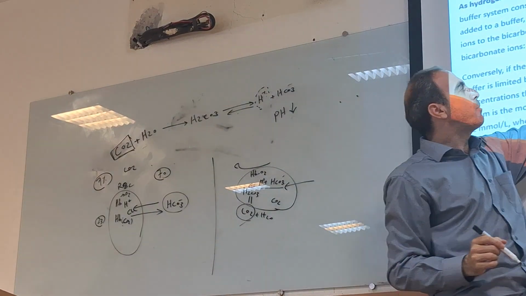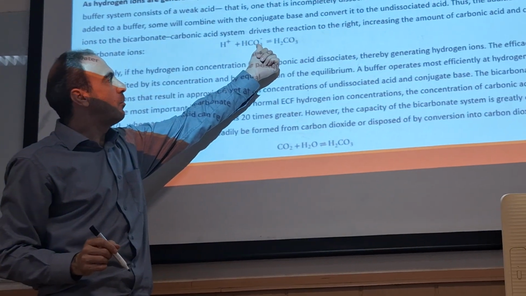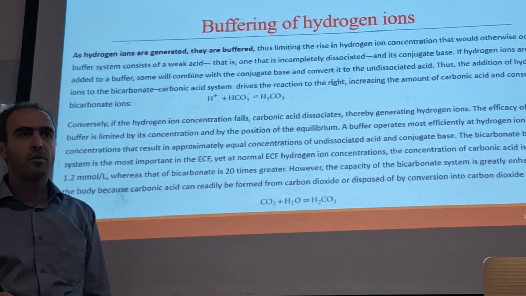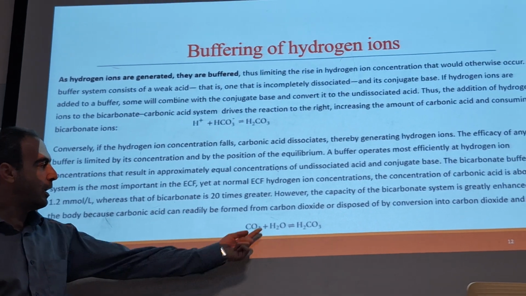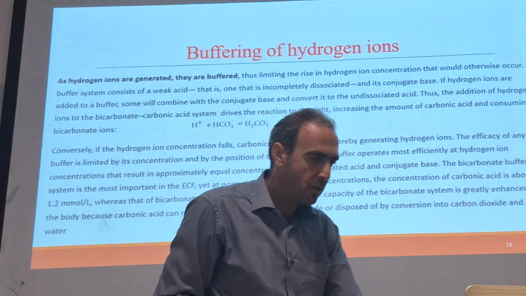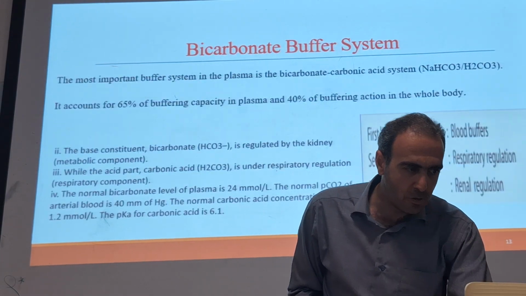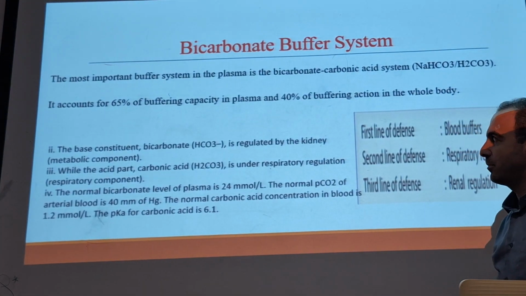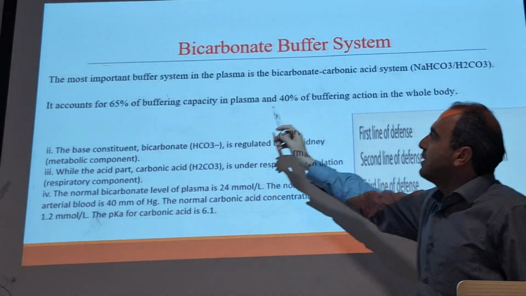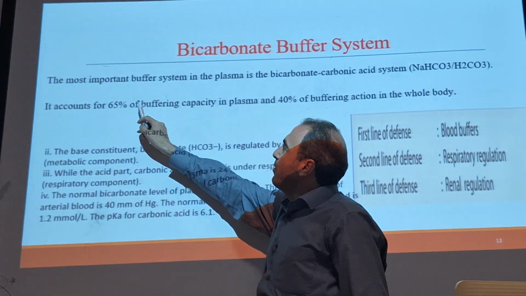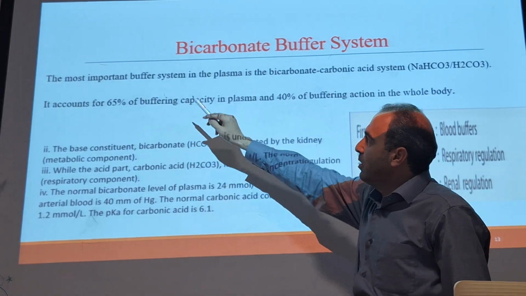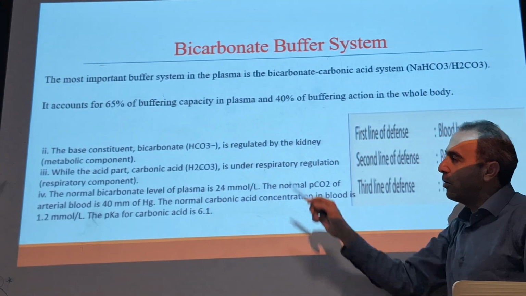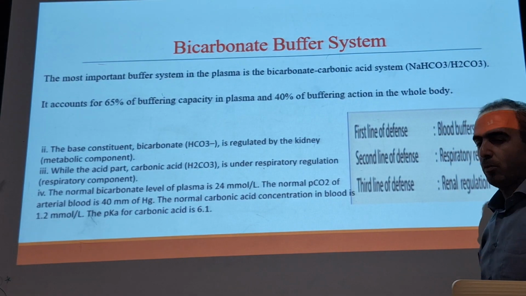So this H plus is converted by bicarbonate to carbonic acid, and the other way happens here, which is known as the bicarbonate buffer system in our body. This system is responsible for 65% of the capacity of plasma buffering and 40% of whole body buffering.